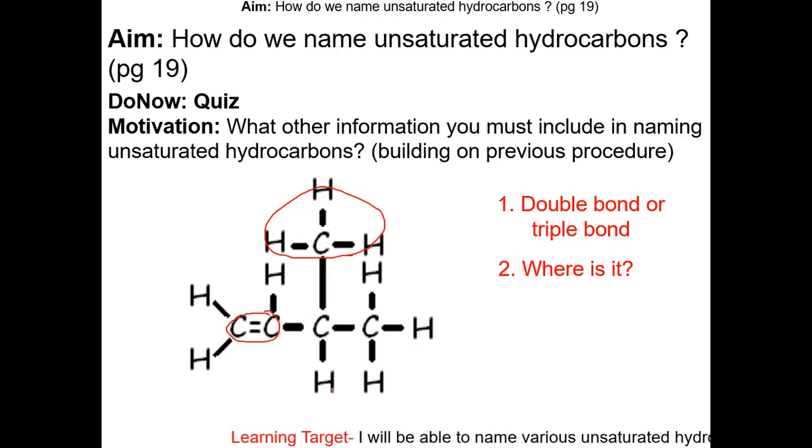So when it comes to numbering carbons in the parent chain, do we number it from left to right or right to left? Which group is more important and has priority?